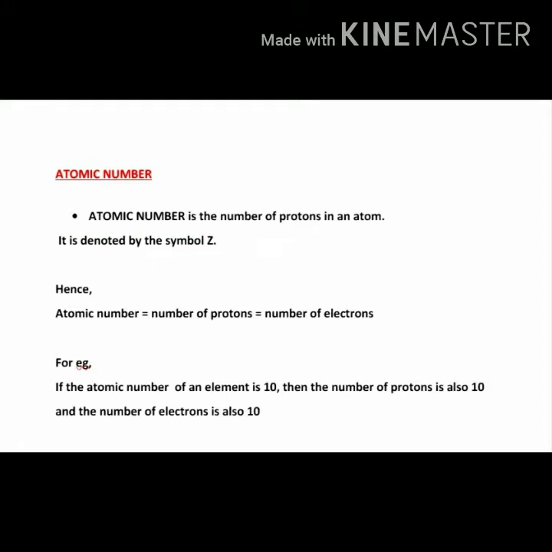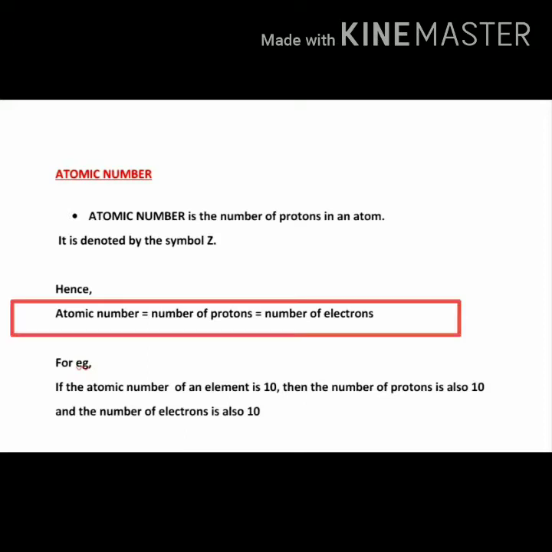We have also discussed that the number of protons is equal to the number of electrons. We've already done this. The number of positive charges is always equal to the number of negative charges. That is, the number of protons is always equal to the number of electrons. Therefore, we can say that the atomic number is equal to the number of protons, which in turn is equal to the number of electrons.